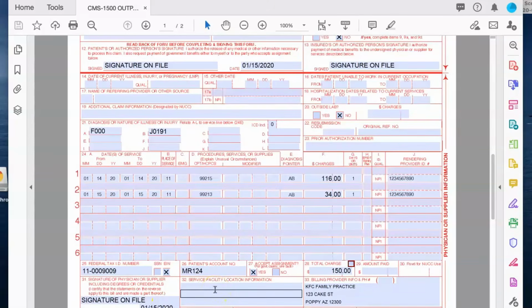Box 32, service facility location. If the billing provider's address is the same address as where services were rendered, you can leave this blank. If we look in box 33, we see the provider's office is located at 123 Cakes Street, and the patient was seen by the doctor we indicated earlier at this address. If, however, Jane visited this doctor at an address other than this one, you would put that address here because the services were rendered at a separate location. And that completes the CMS 1500 claim form.